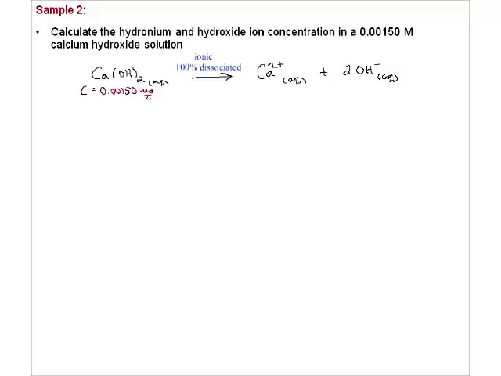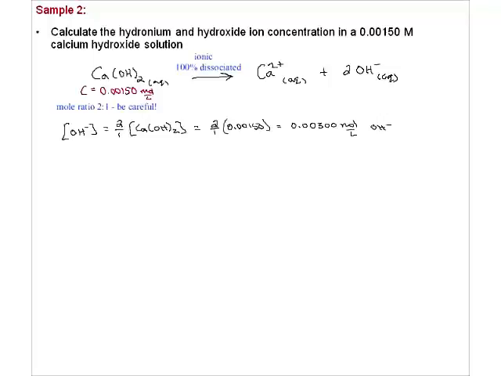Now, what we have to be careful with in this one is that this is calcium hydroxide. So there's a 2-to-1 ratio for hydroxide ions to calcium hydroxide. So we have to take that into account. And we look at this and we'll say, okay, the hydroxide ion concentration is going to be 2 to 1, there's that 2. We're going to get twice as many hydroxides as we had calcium hydroxide, so we plug it in.